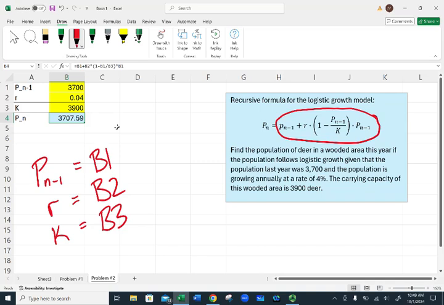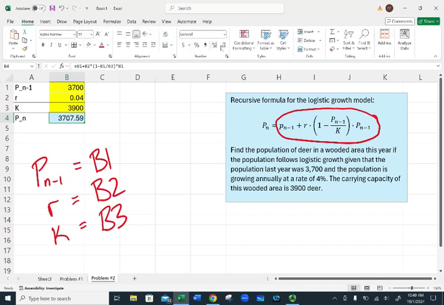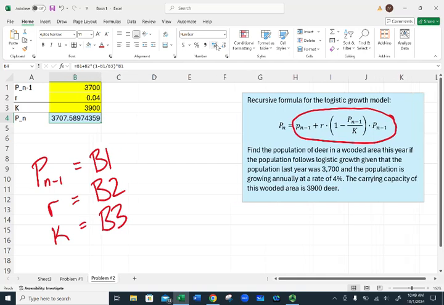3,707.59 deer. We can't have 0.59 deer, so if you want to round this to a whole number, in the home ribbon, right there in the middle, you see these 2 rounding icons. One of them adds more decimal places. The other one takes decimal places away and does the rounding. So we should get 3,708, and there's our answer.